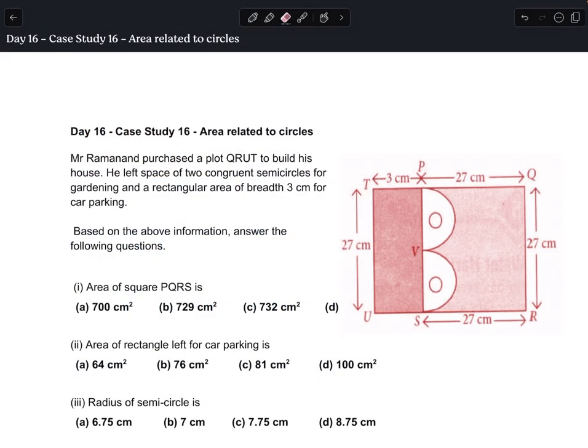The question goes like this. Mr. Ramanand purchased a plot QRUT to build his house. He left space of two congruent semicircles for gardening and a rectangular area of breadth 3 cm for car parking. Based on the above information, answer the following questions.